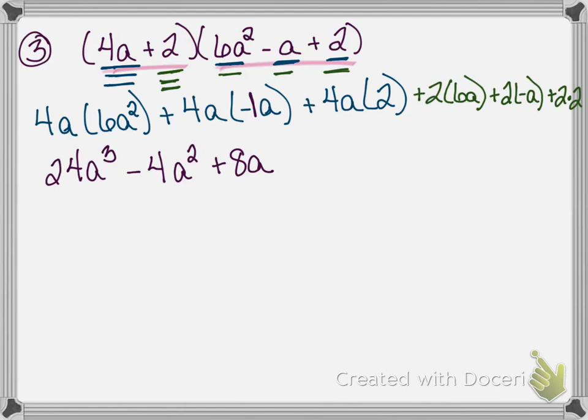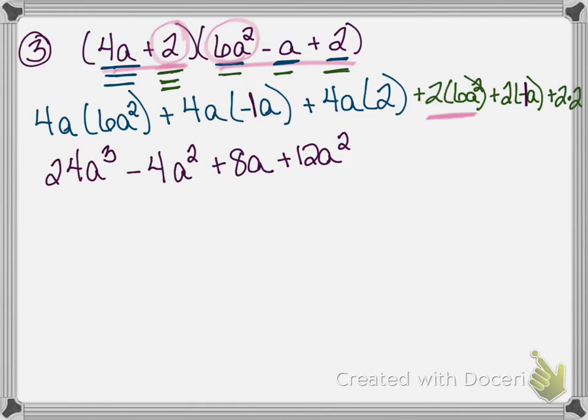I want you to look at this right here, 2 times 6a. That is actually 2 times 6a squared. So when I wrote this down the first time, I should have had a squared right there. So that is 2 times 6a squared. I just want you to be aware that when I was writing that down, I didn't put the squared. So this is 2 times 6a squared. So I have 12a squared. Okay. Then I have 2 times negative a.